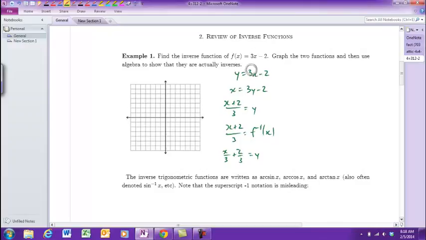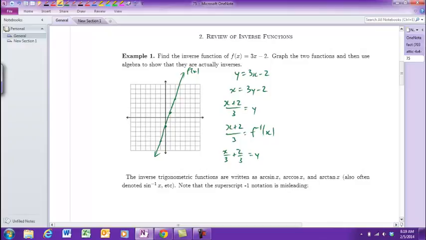So y equals 3x minus 2, that crosses at negative 2, and it has a slope of 3, so if we run 1, we rise 3. Run 1, we rise 3. Go down 3, we go over 1. That green line right there is my f of x.